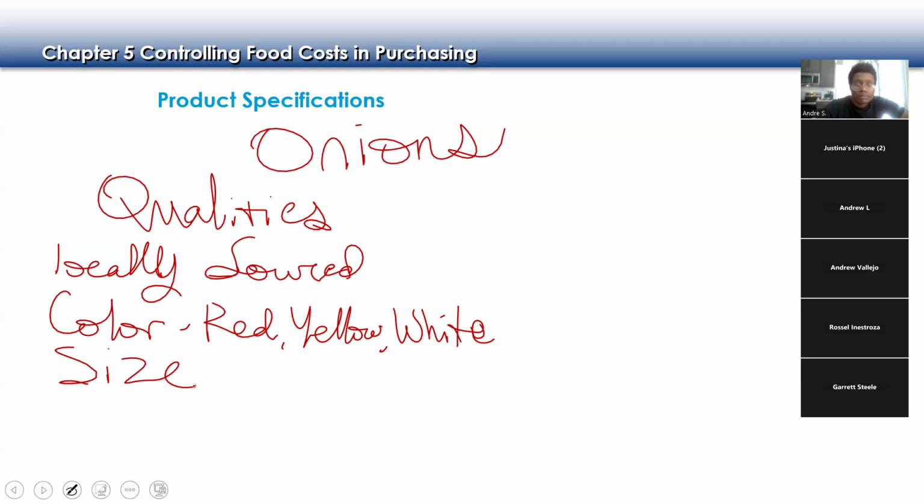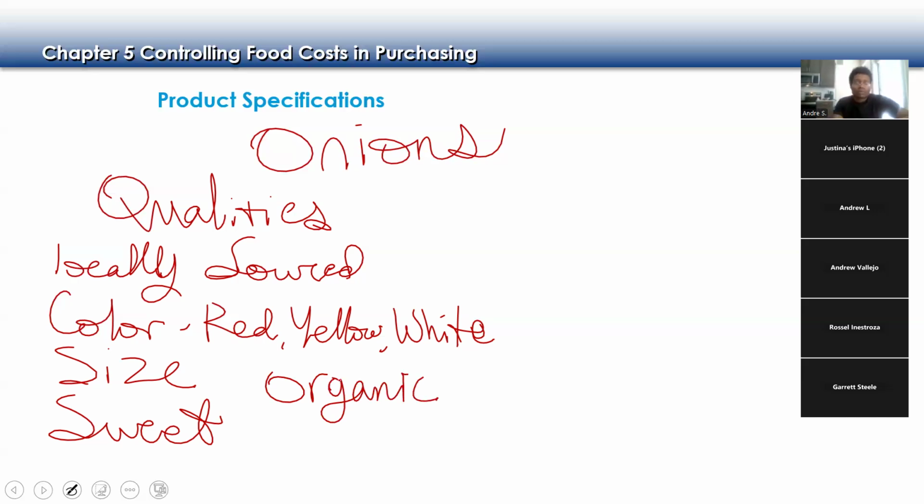I see online we have sweet onions. Okay, good. Anything else? If it's organic. Good. So whether or not it's organic. So that kind of goes along the lines of how it's grown, whether it's locally sourced, whether it's organic. Okay. Anything else?